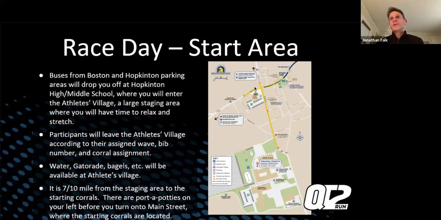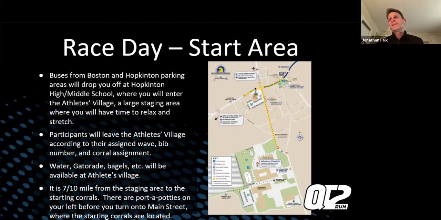The last thing you want is to be rushing towards the start. It's a bit of a hike, 0.7 miles. You don't want that to be an impromptu warm up. There'll be Gatorade, water, bagels, bananas. Sometimes they have power bars and coffee at the starting area. So if you need a little something to gnaw on, it's available to you.